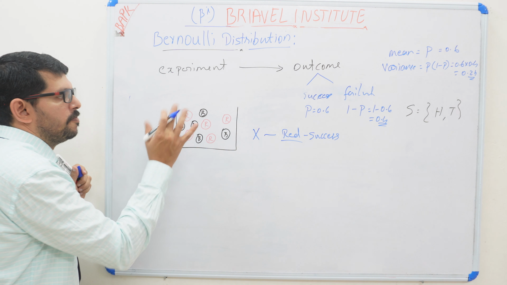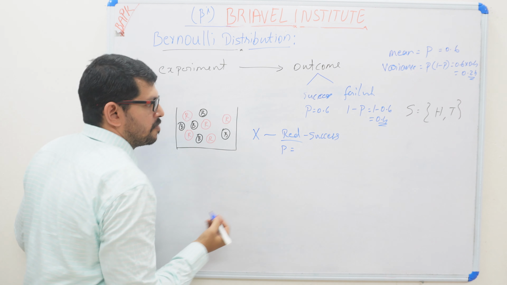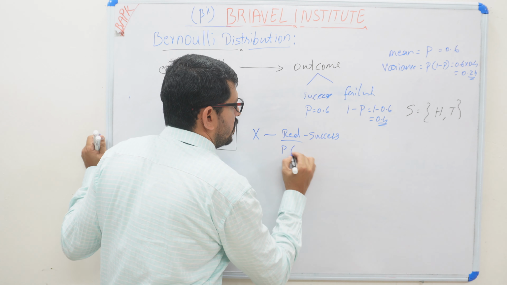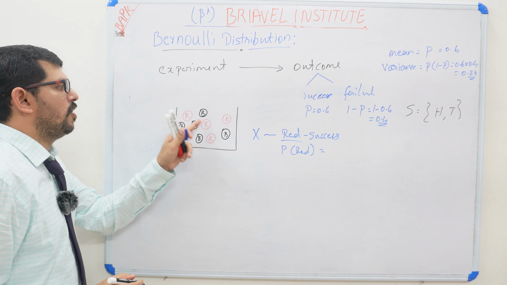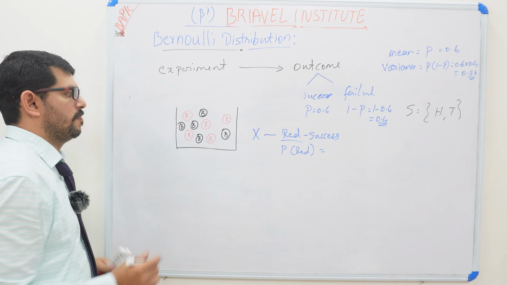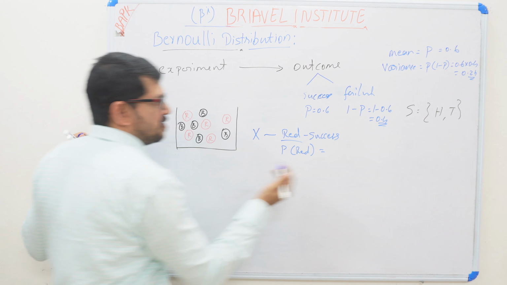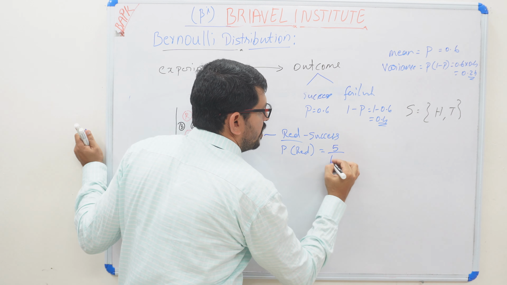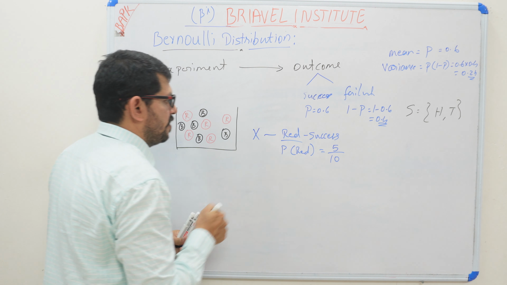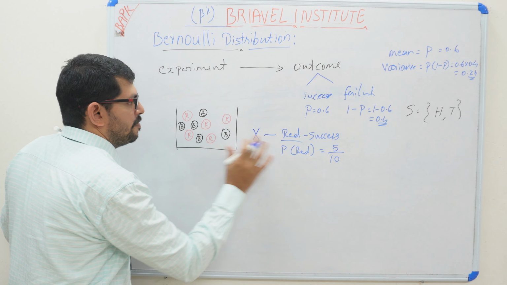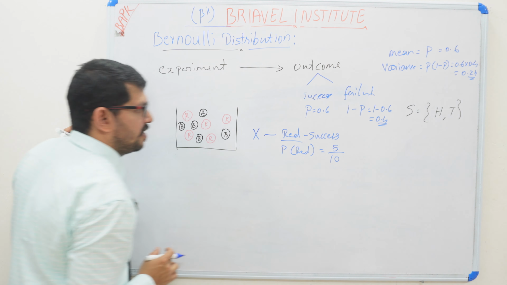So what is the probability of P? The probability of P, that it becomes red. There are 5 red balls, total 10 balls. So out of 10, 5 are red balls. So my probability is 5 by 10. In the first trial, what is the probability of getting red? It is 5 by 10.